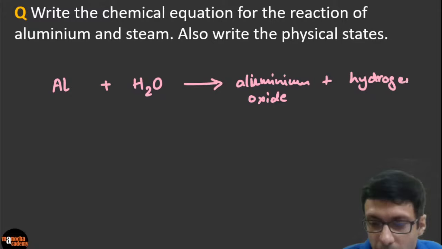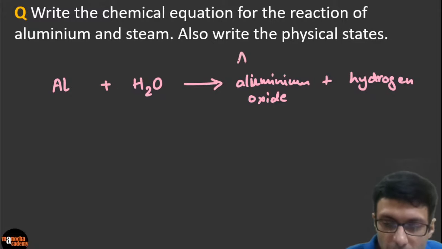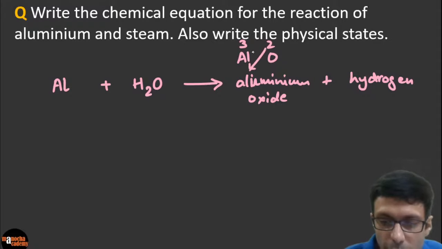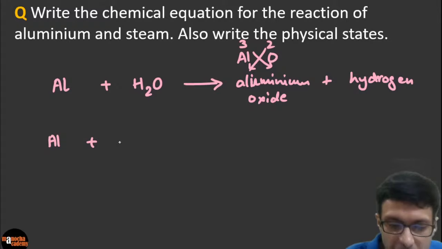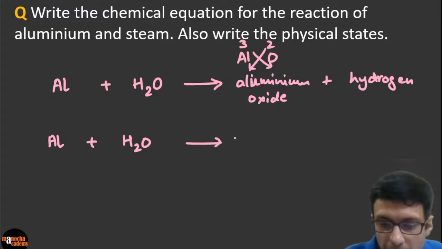So what is the formula of aluminium oxide? It's a compound. So Al and O, aluminium valency is 3, oxygen is 2. So if you do crisscross, aluminium oxide is basically Al2O3, right? So our equation is going to become Al plus H2O, right? Is going to give us Al2O3 plus hydrogen.